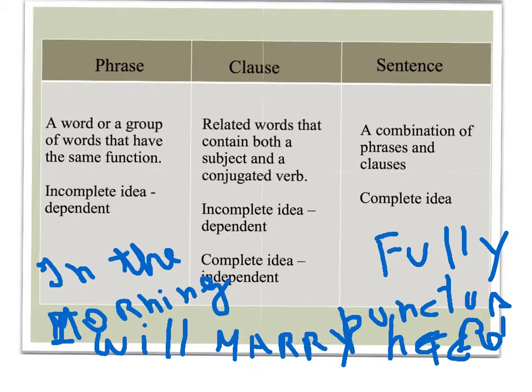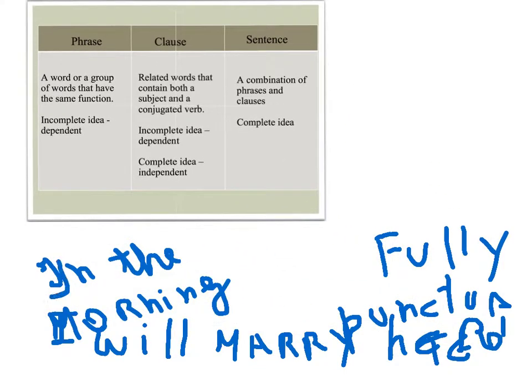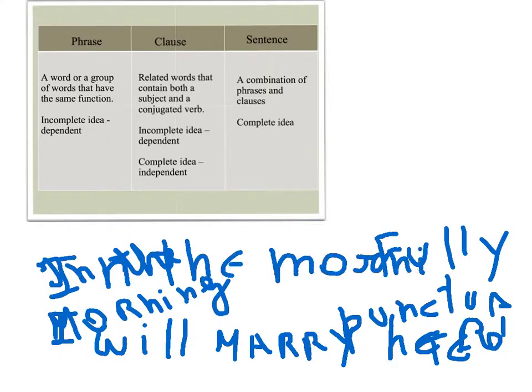Let's take a look at a phrase, a clause, and a sentence. Phrase: a word or group of words that have the same function. Incomplete idea. For example, in the morning. A group of words.